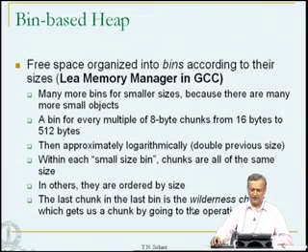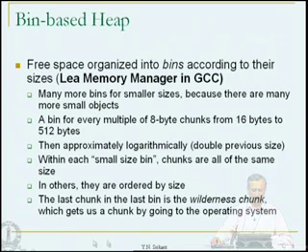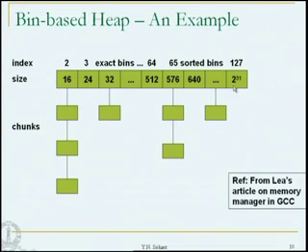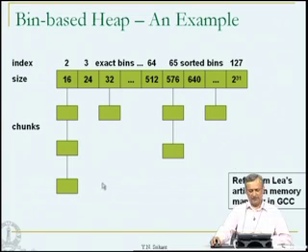The last chunk in the last bin is called the wilderness chunk, which gets us a chunk by going to the operating system. What does that mean? For example, here there may be many chunks. Suppose the memory manager wants something which is much bigger than what is available even in the last bin. Then the last chunk or node of this particular linked list is called the wilderness chunk.